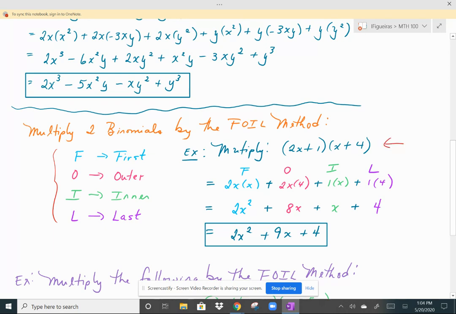First means that you're multiplying the first terms in each of the binomials. So that's the F part of FOIL. So it's 2x times x, and that's in blue.